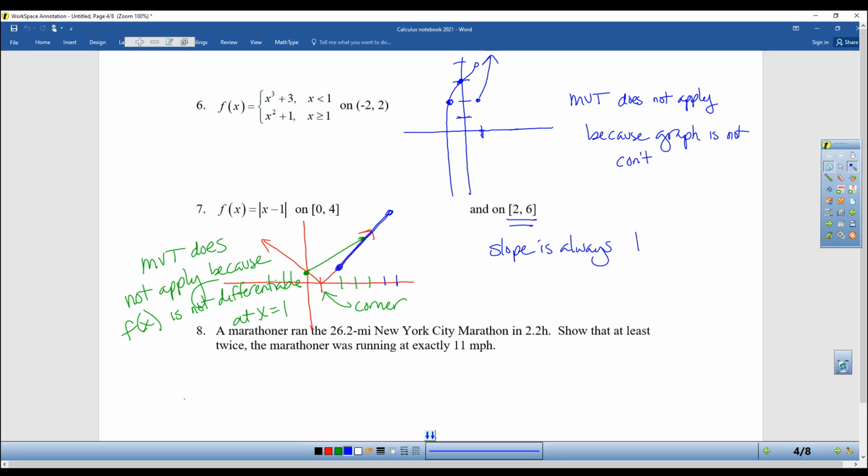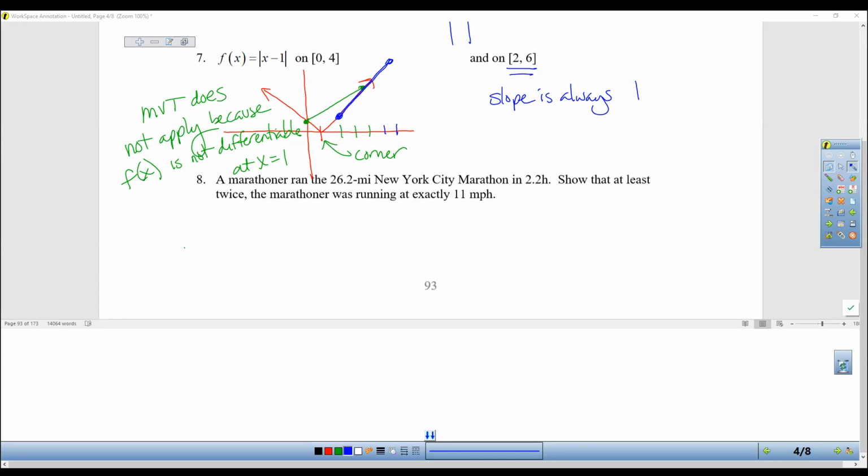So you're not really going to get a mean value theorem question that's like this, but I wanted you to see how it worked. Okay, so let's do a little application problem here. So a marathoner ran the 26.2 New York City Marathon in 2.2 hours. So let's make a graph of that. Here's the time, and here's the distance. So we know that they reached a distance of 26.2, and they did it in a time of 2.2 hours.